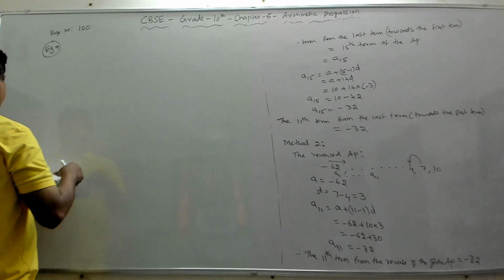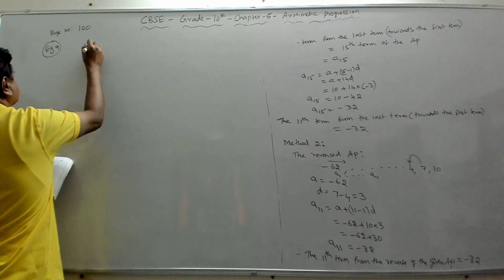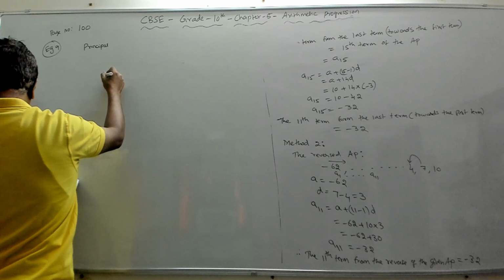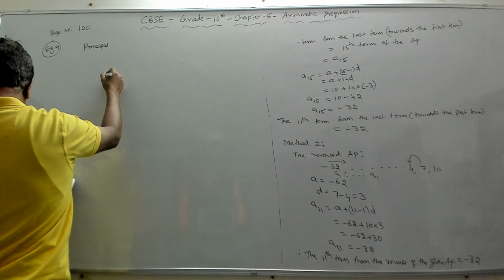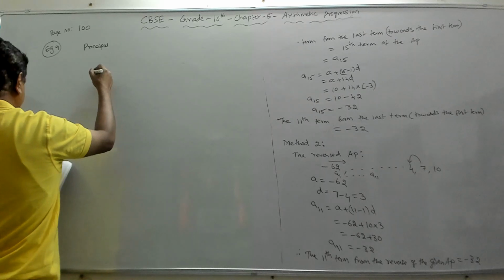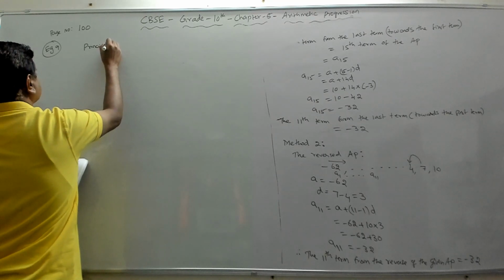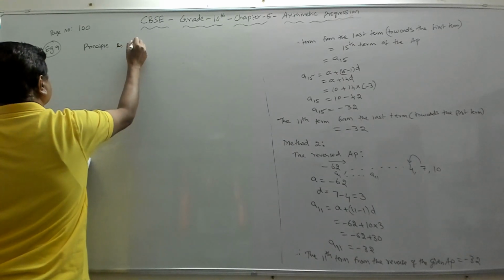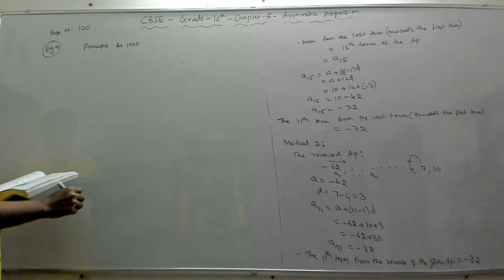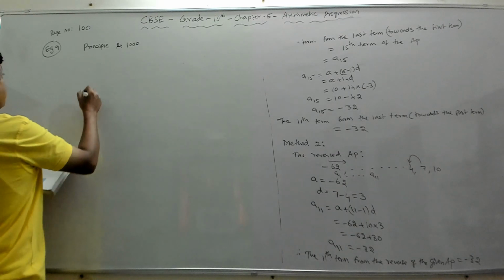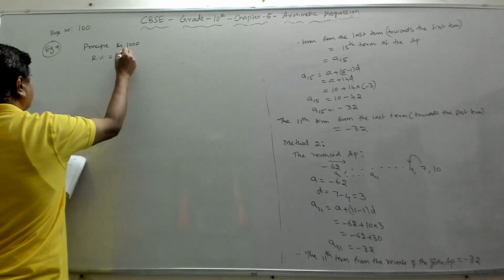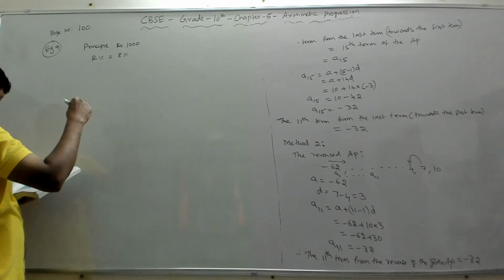So let's try to write what is given. The sum, which is the principal, is the money, rupees 1000. That is the principal. And what is the rate of interest? The rate percent is 8%, and it is simple interest.